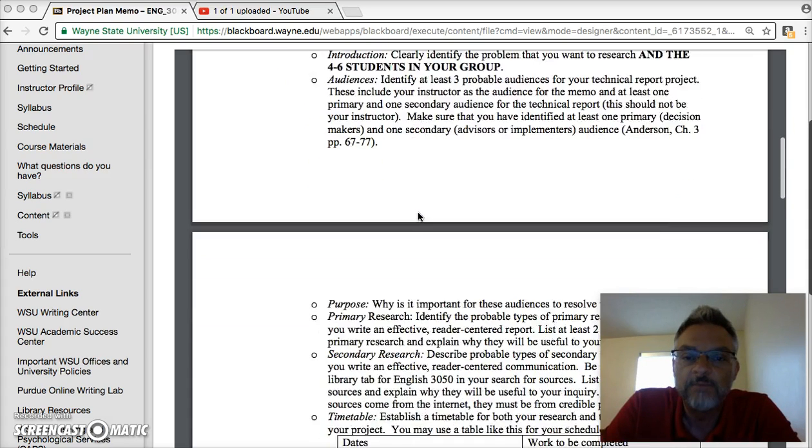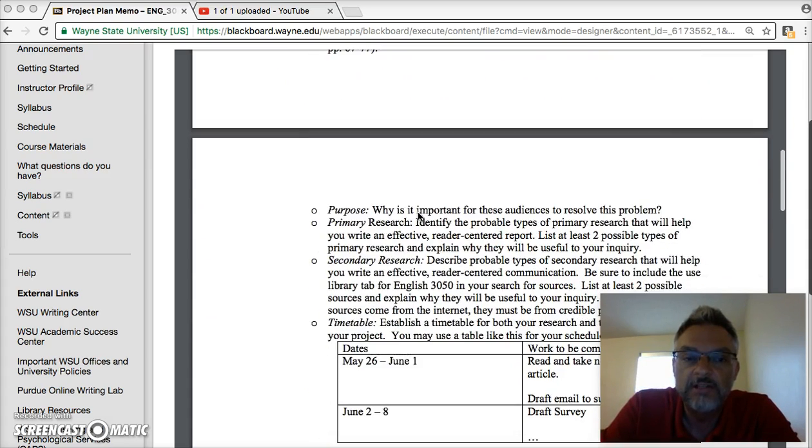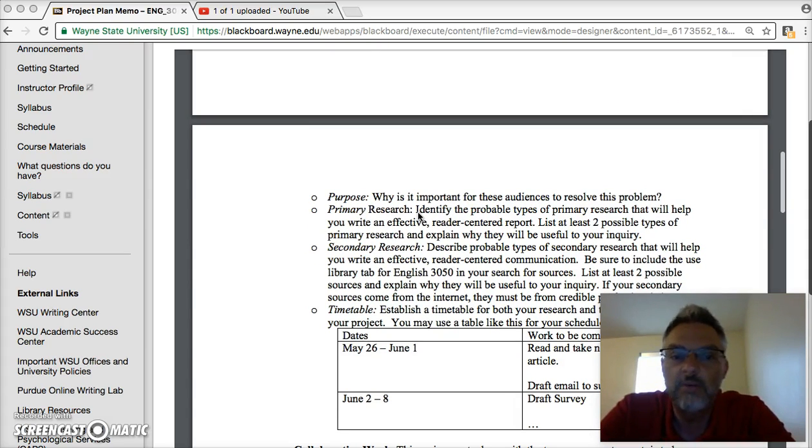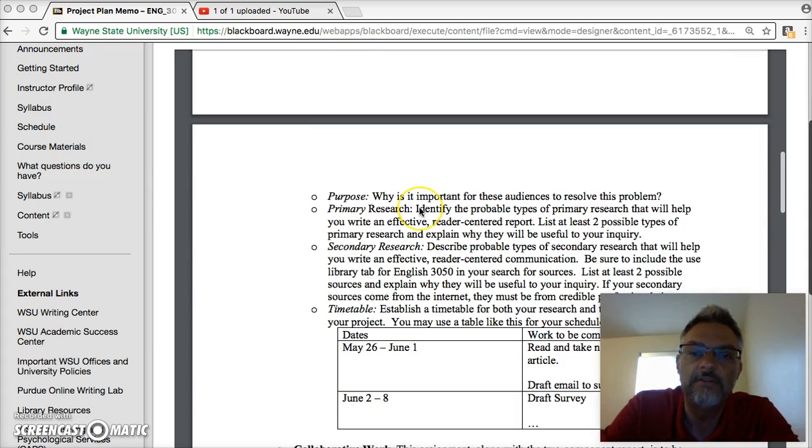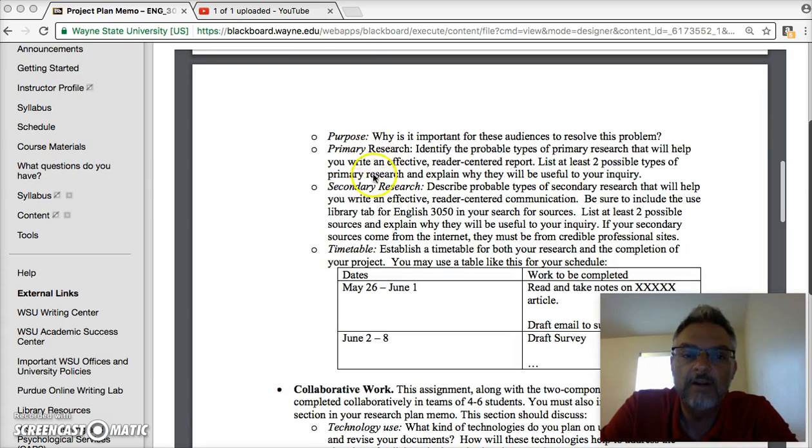So you've got that idea to think about, and so your third heading would be purpose. Why is it important for these audiences to resolve this problem? Then you have primary and secondary research.